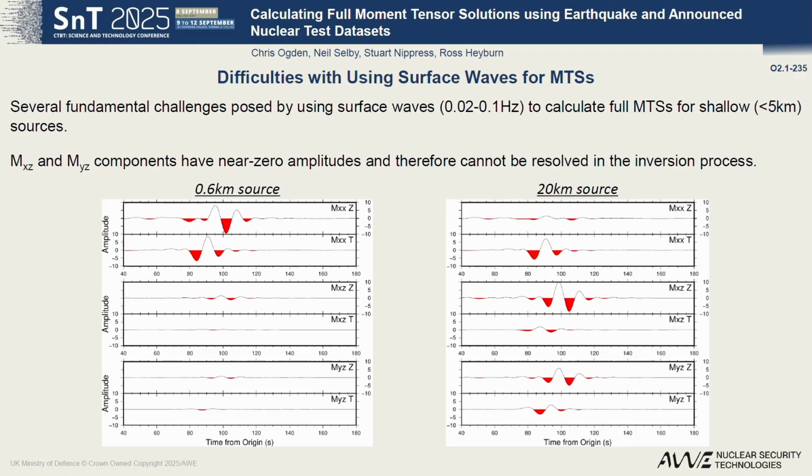I'll just wrap up by addressing these issues with using surface waves. Here, we've taken 2 different depths of sources and plotted the different components of the moment tensor. And you'll see on the left, for a shallow source, 2 components of the moment tensor, MXZ and MYZ, are basically 0 amplitude. They're unconstrained. So when you're near the shallow surface, 2 of your 6 components of the moment tensor are basically unconstrained. So that's why we've got some difficulties.